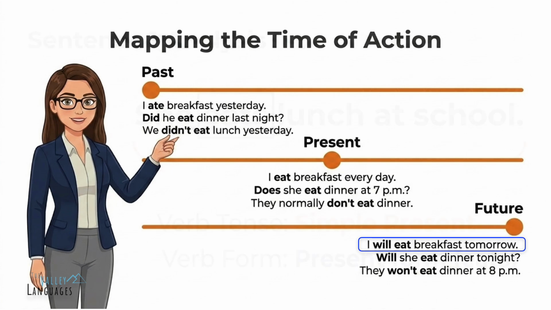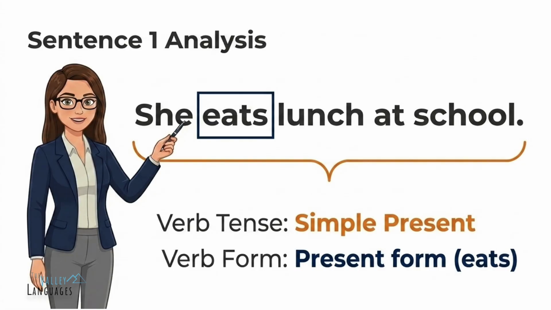Let's put this under the microscope with a specific sentence. Take sentence 1. She eats lunch at school. Ask yourself, what's the time and what's the shape? Well, the verb tense, the time of the action, is the simple present, because this is a routine, right? It's a fact, something she regularly does. But how did we actually build that tense? We used the verb form, the shape, known as the present form, which here is eats with an S, because our subject is she. So we used a present shape to build a simple present time.